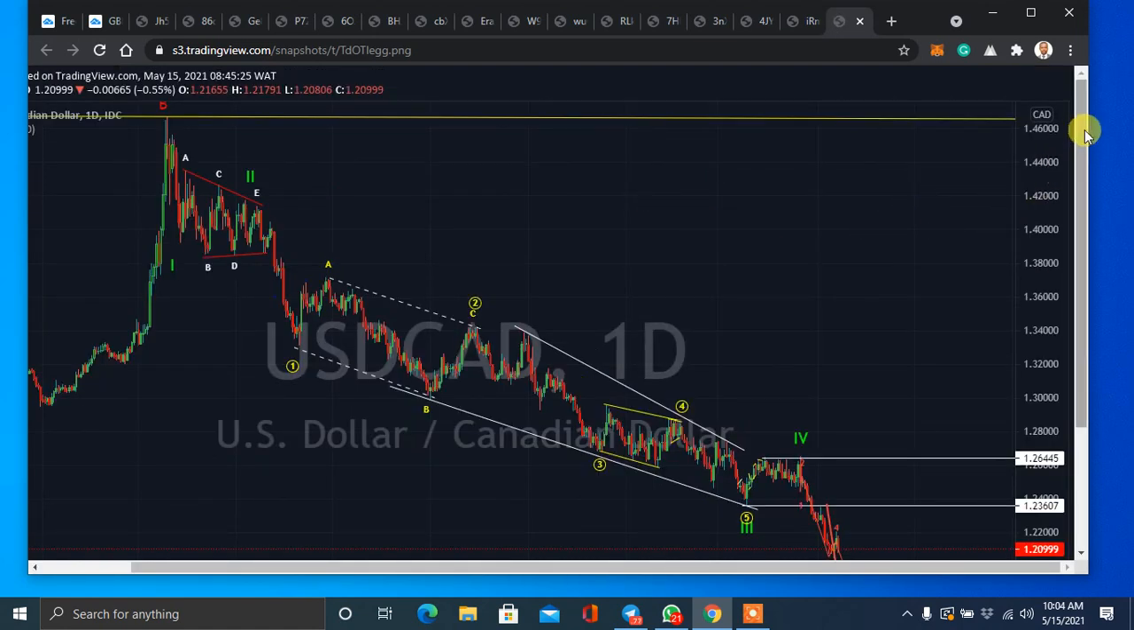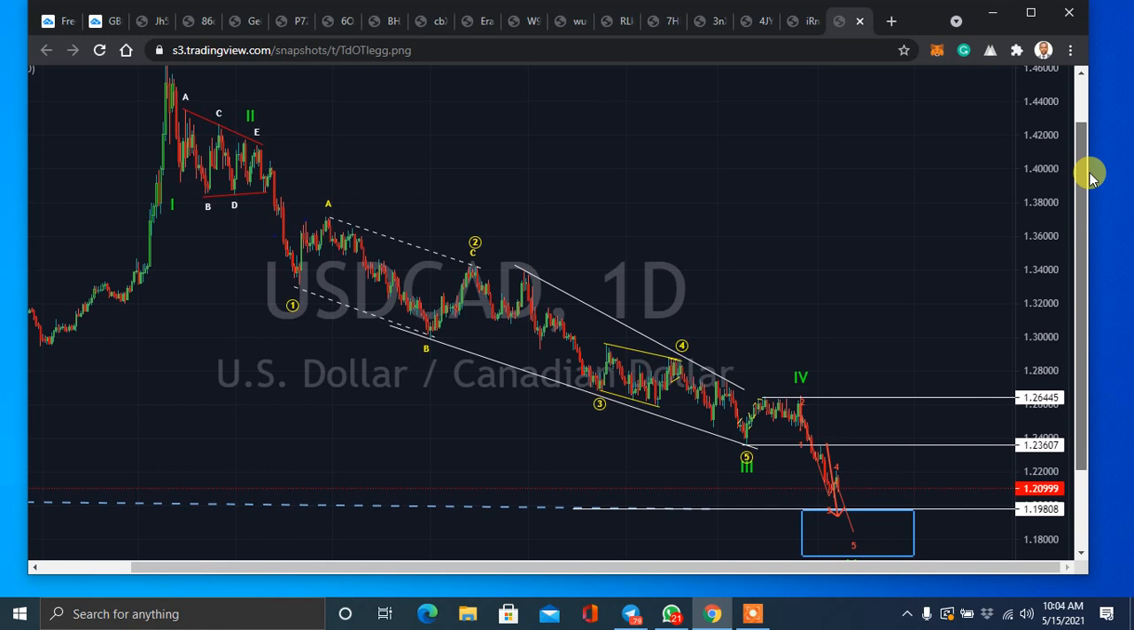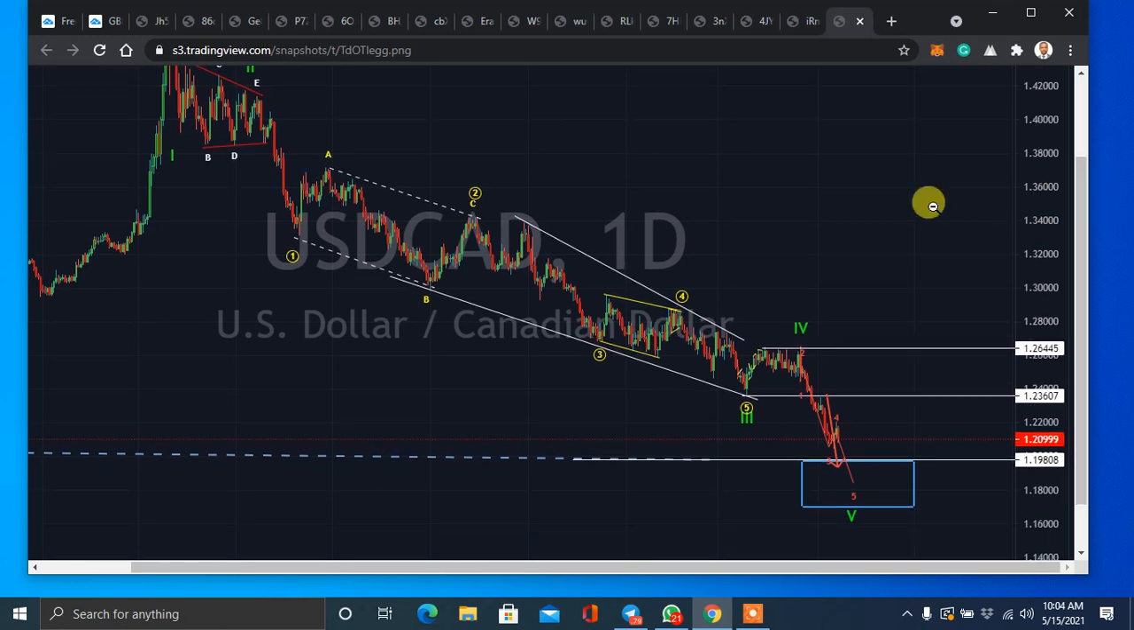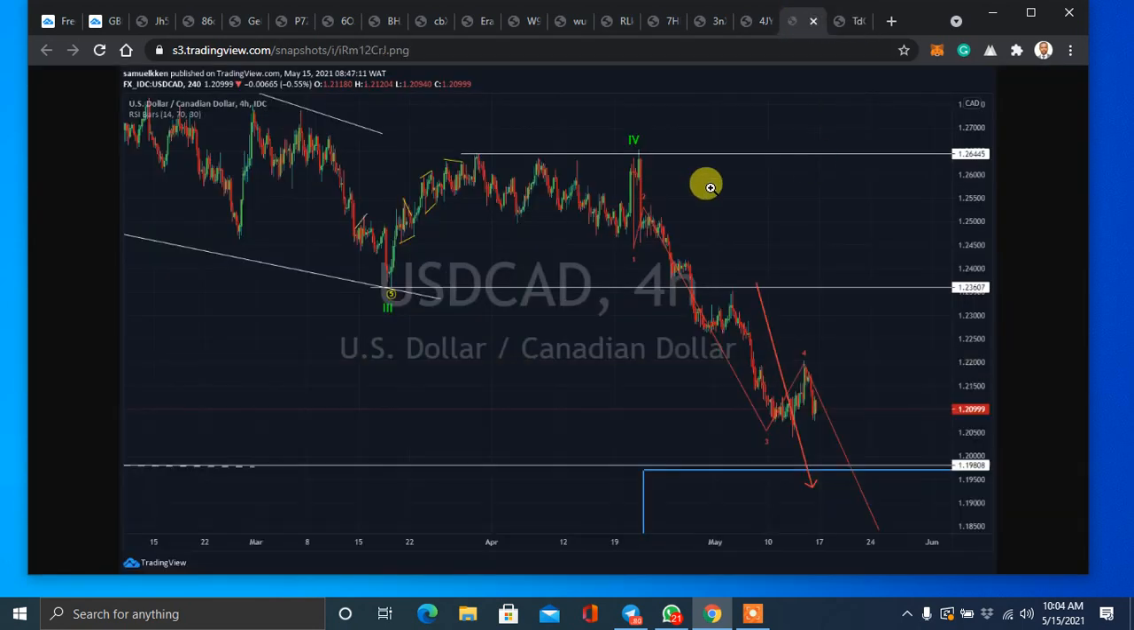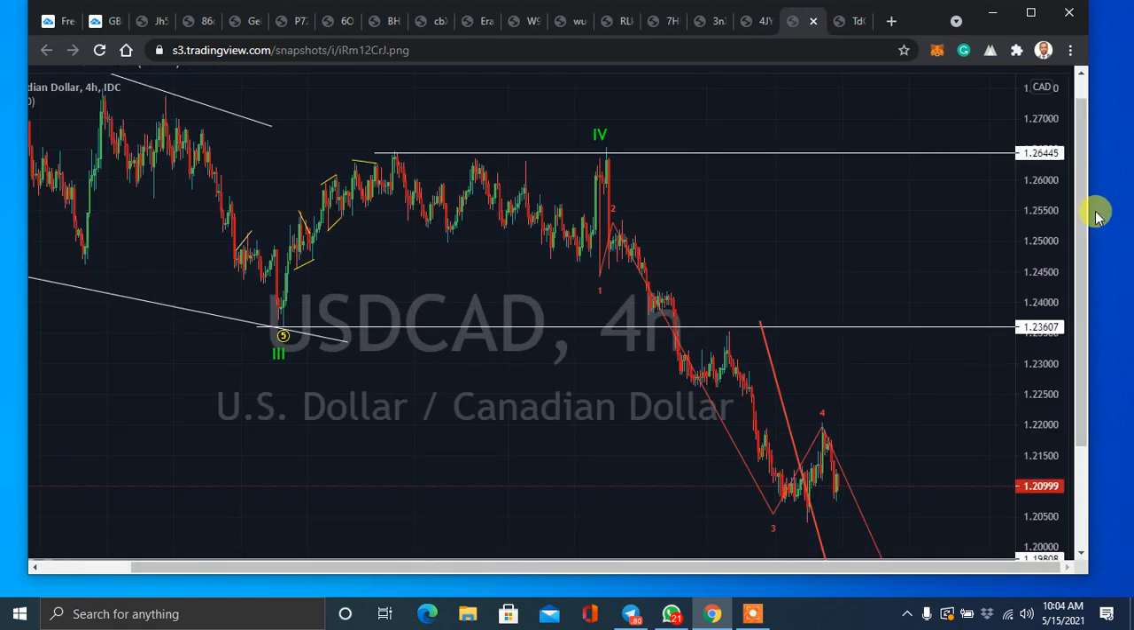USD CAD. Sorry. USD CAD. I'm expecting a further drop. So USD CAD is still dropping. This is the daily chart. Let me go to a lower time frame, so you can see what I'm expecting on USD CAD.